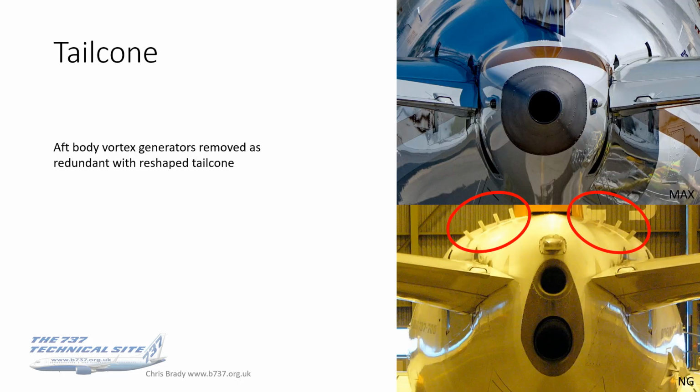Looking right back at the tail cone here, what you first notice is that the aft body vortex generators, which have been on since the 100 series, were removed briefly for some very early production 300s, but quickly put back on.